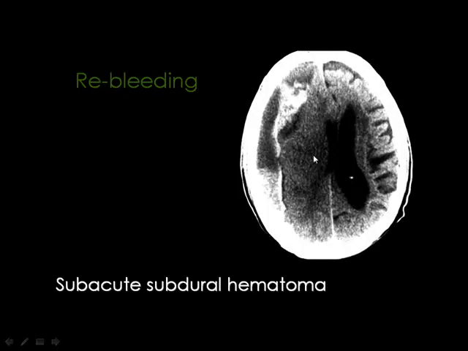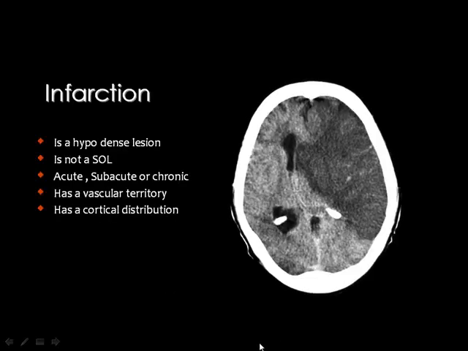Then if you see another hematoma like this, with part black and part bright, you know this is a mixture of acute and chronic blood, and you call this a subacute hematoma, not acute, not chronic.